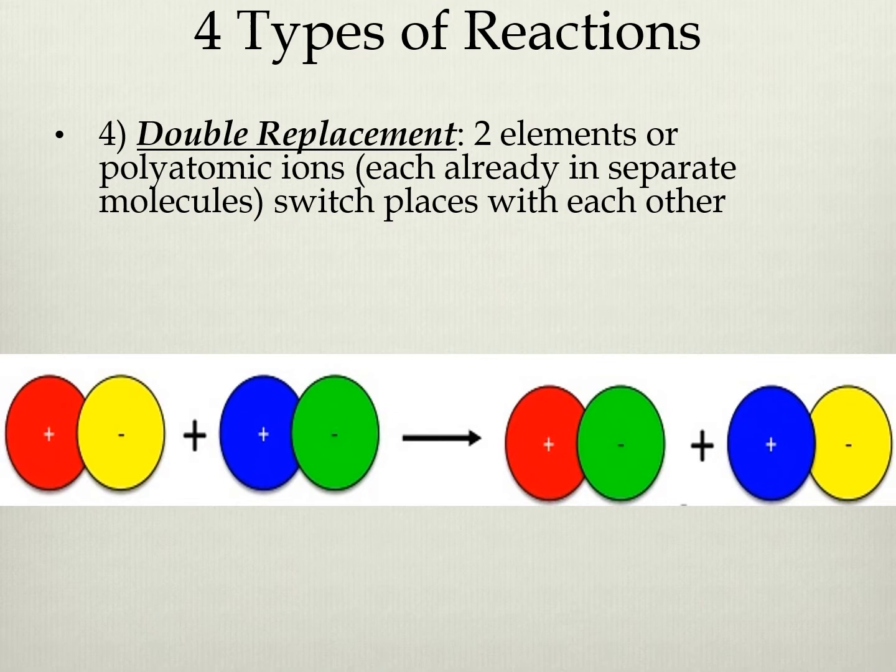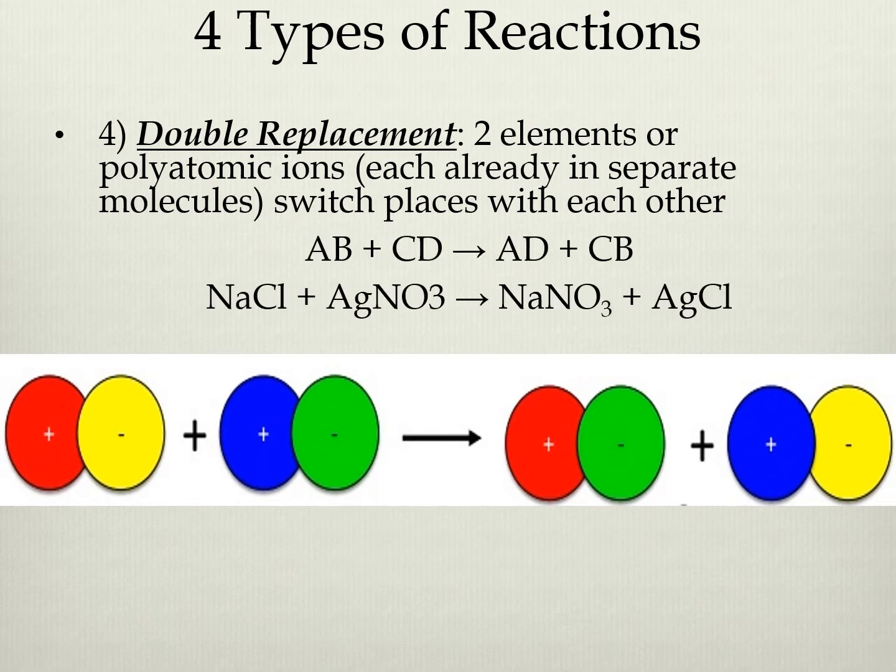But just like before, this is not a random swapping of parts, as you can see that each product has both positive and negative pieces. The general example is A and B reacting with C and D to make AD and CB. The actual example is NaCl and AgNO3 reacting with each other. Both parts of each reactant switch places to make new pairs, with now Na and NO3 and Ag going with Cl.